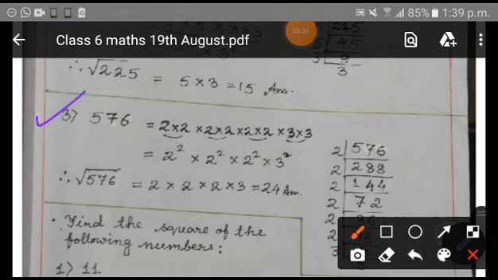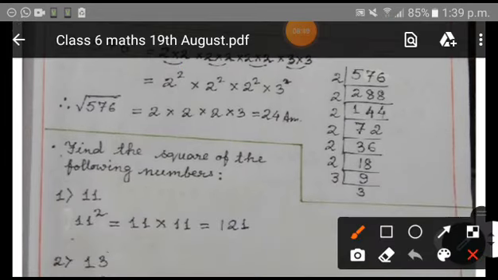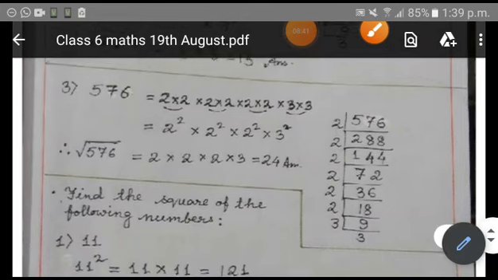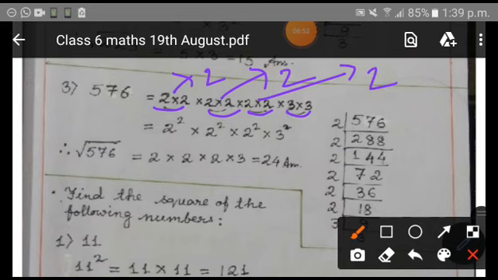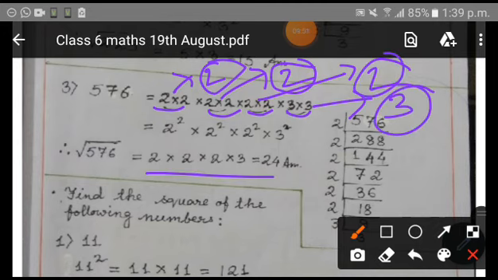Next, sum number 3, 576. So in case of 576, factorization has been done on the side, in the rough. So you have written all the prime factors, and all the prime factors have been written and paired. After pairing, from this pair a single 2 will come out, from another pair another 2 will come out, and from this pair a 3 will come out. So you are getting 2 into 2 into 2 into 3. So you are getting the answer 24. That means root over of 576 is 24, or square root of 576 is 24.